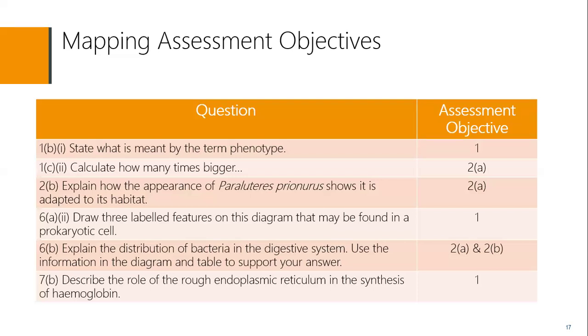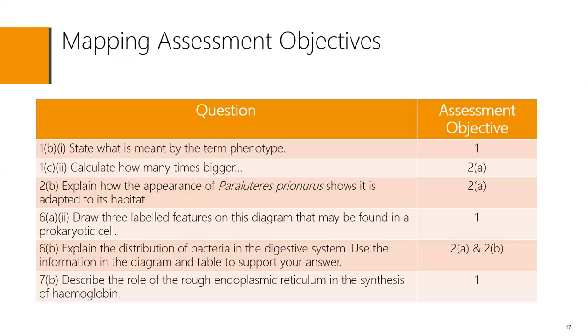Draw 3 labelled features on this diagram that may be found in a prokaryotic cell. What assessment objective? 1, because from the specification, candidates are required to know the structure of bacteria. So by drawing these structures, they're demonstrating their understanding, so the correct assessment objective is AO1.